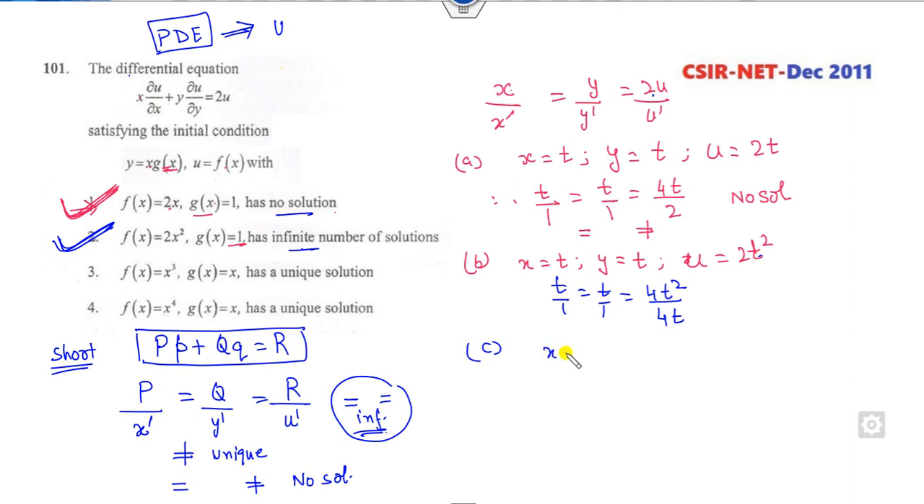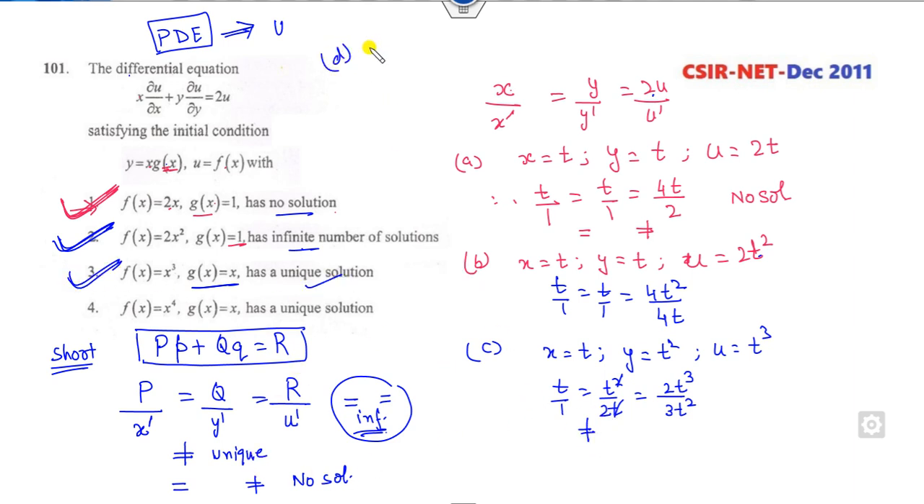Look at the third option. x is equal to t, y is equal to x into g, that's t square, and u is equal to t cube. So t over 1, t square over 2t, and this is 2 over 3t square. So it is 1, it is t over 2, this is not equal, so it means a unique solution. That's also the correct option.